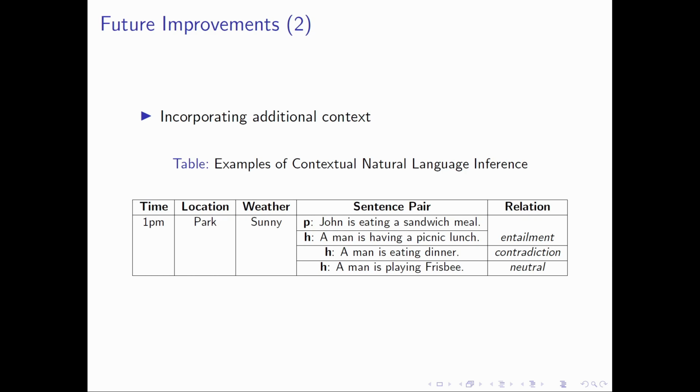This is because eating dinner at 1 PM is very rare, and people eat dinner indoors more often than outdoors. Meanwhile, the third hypothesis would be labelled as neutral, because eating a sandwich meal has little impact on the likelihood of a man playing frisbee at the same time. This hypothesis would also not necessarily be more likely at 1 PM compared to another time, such as 10 AM or 5 PM.